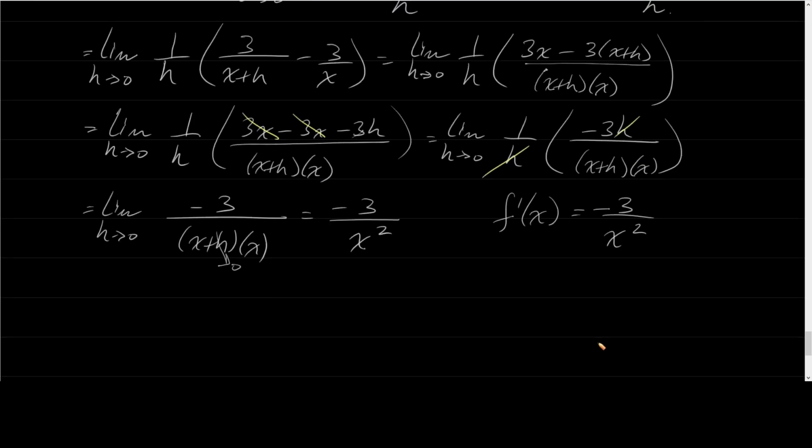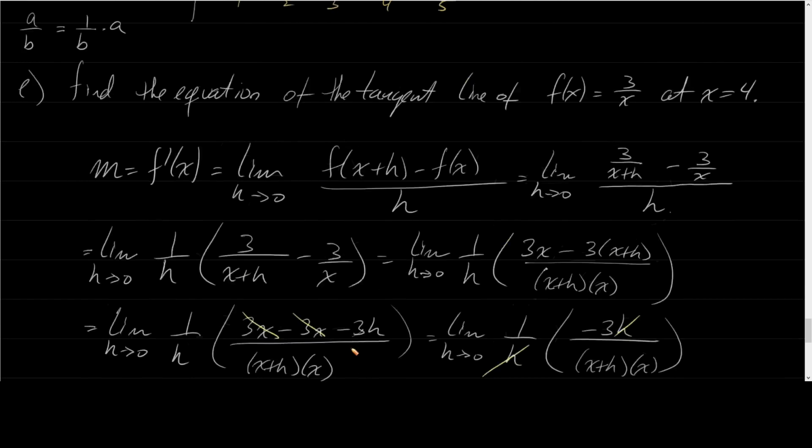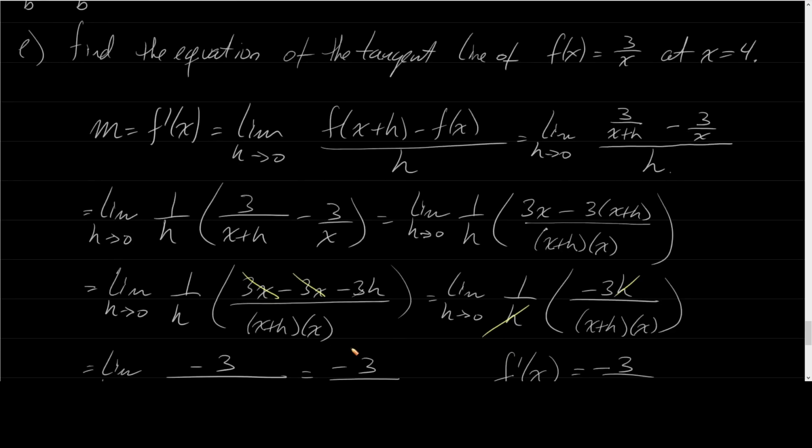We found the general formula for the slope, but what we need here is to plug in the value of 4 to find our slope. So our slope is going to be f prime of 4, which is negative 3 over 4 squared, which gives us negative 3 over 16. That ends up being our slope. Now that we have the slope, what do we still need? To find the equation of a tangent line, we need the slope and a point. We found the slope, now we need a point.